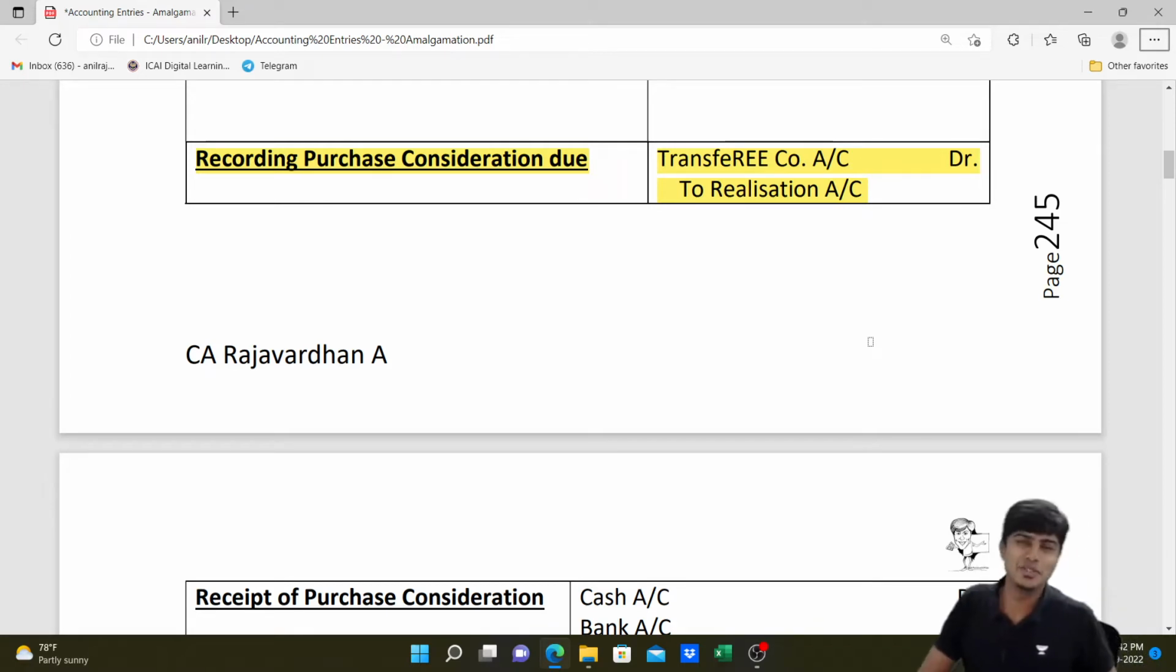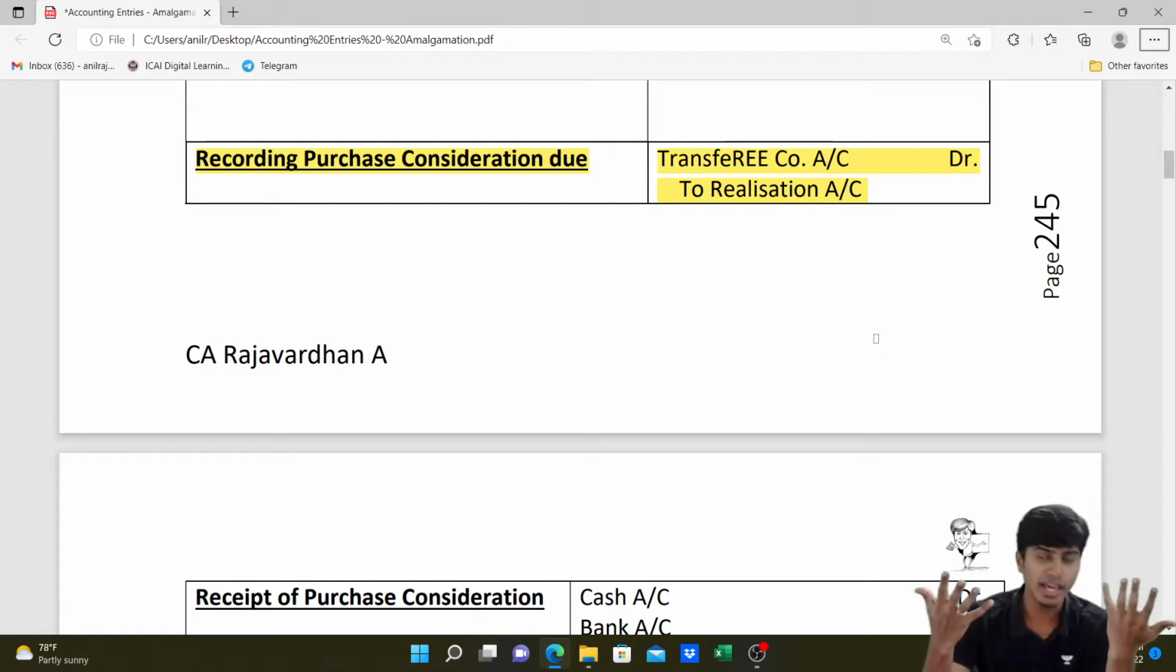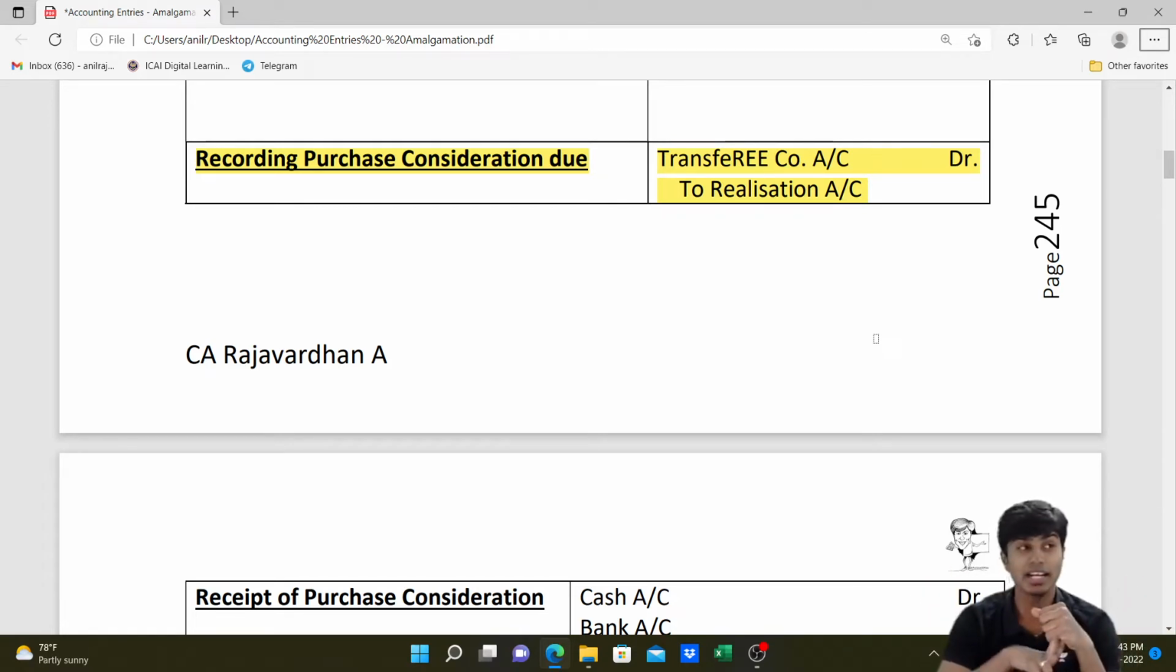Great, I'm back. So as I'm back, let's continue. We're discussing recording the purchase consideration due. Once the purchase consideration is due and later when we receive it, as a transferor company, I receive purchase consideration from the transferee in various forms. I can receive it in the form of cash, in the form of check, in the form of debentures of the transferee company, by way of equity shares in the transferee company, by way of preference shares in the transferee company, or much more.